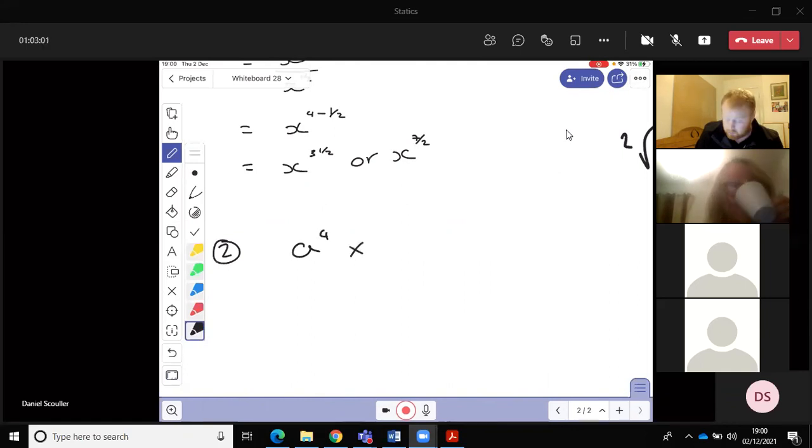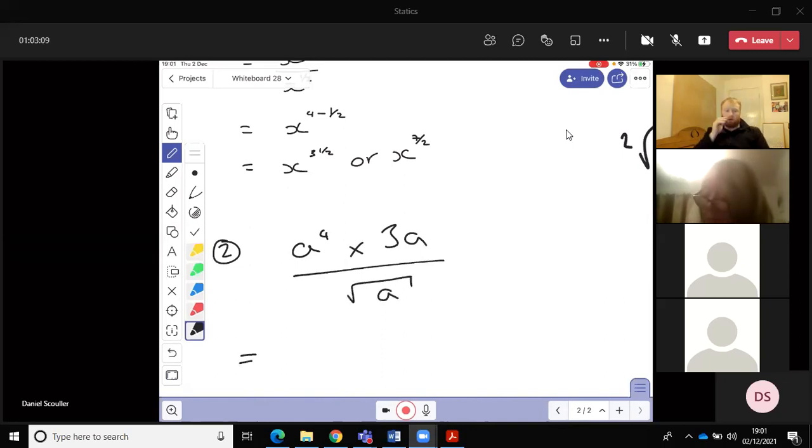Okay, a to the power of 4 multiplied by 3a divided by root of a. When you've got something like this, what you need to do is deal with the top line first. Deal with the powers up in the top line first using your rules of indices, and then we'll deal with the division afterwards. This comes back to the order in which we do things. Essentially you can do a divide and multiply in either order.